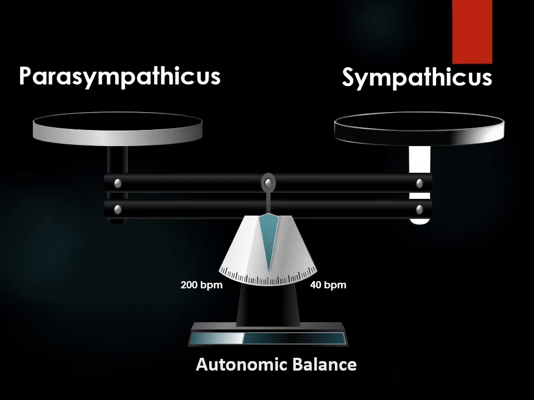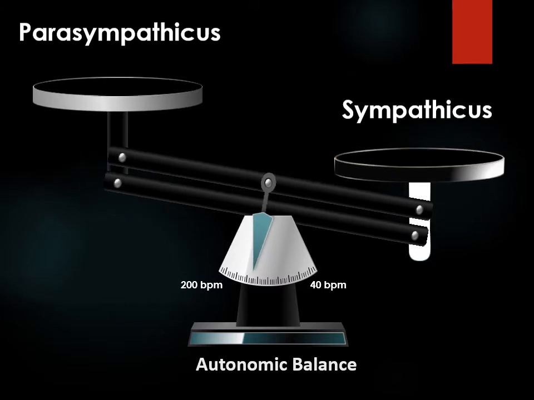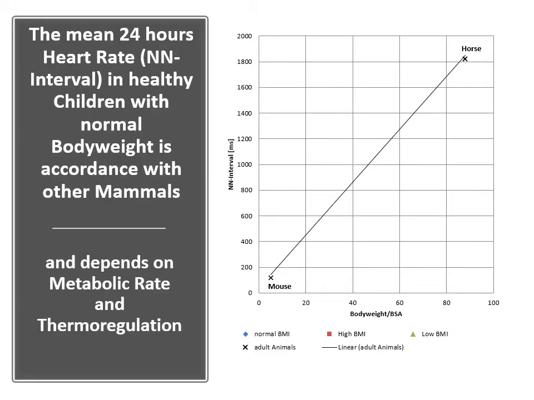Our current view of heart rate regulation is dominated by the bipolar view of the autonomic system with a heart rate lowering effect of the parasympathicus and a heart rate increase by sympathicus activation. This simplified picture of heart rate regulation ignores the most dominant effect of body weight and body surface area on heart rate in the biology that depends on metabolic rate and thermoregulation.